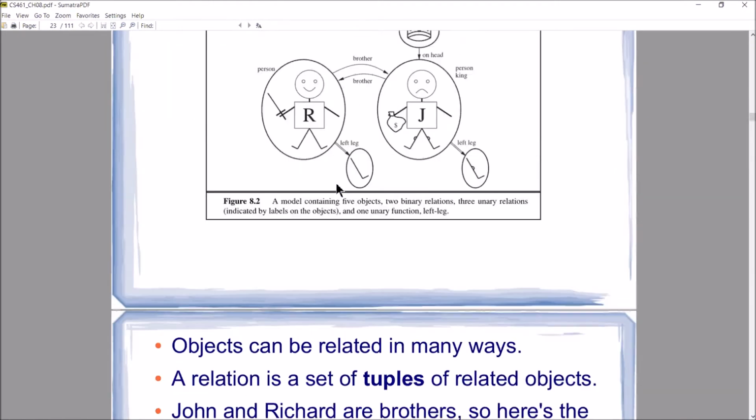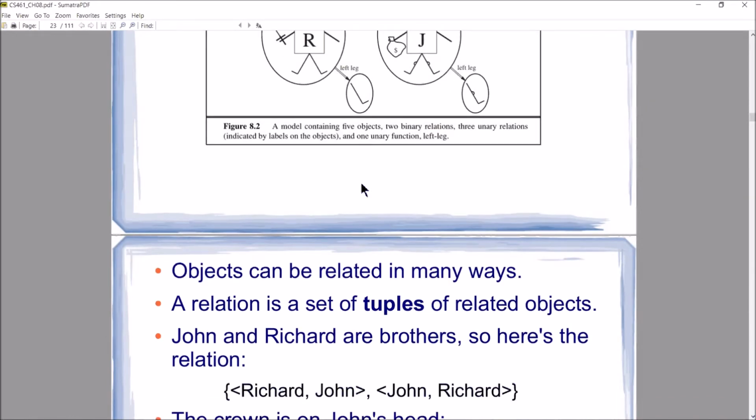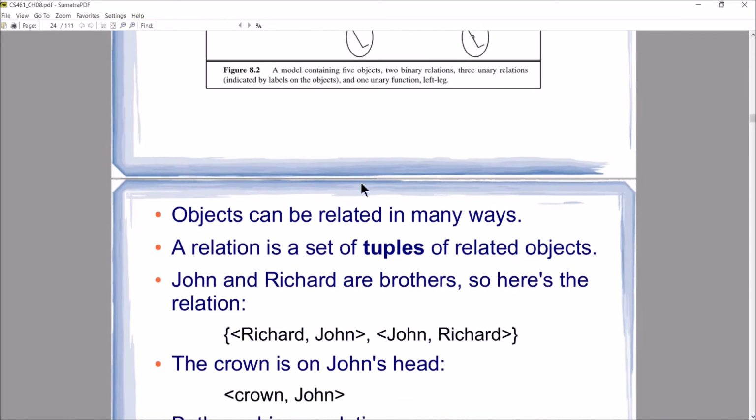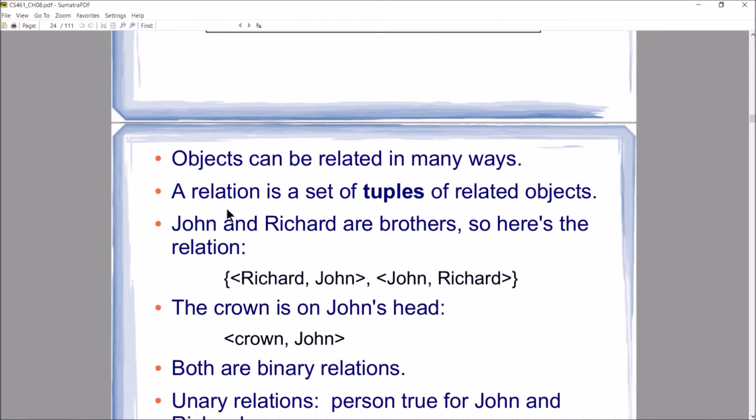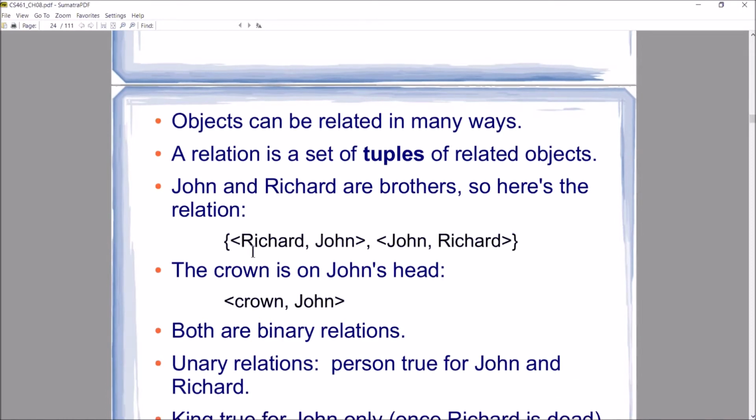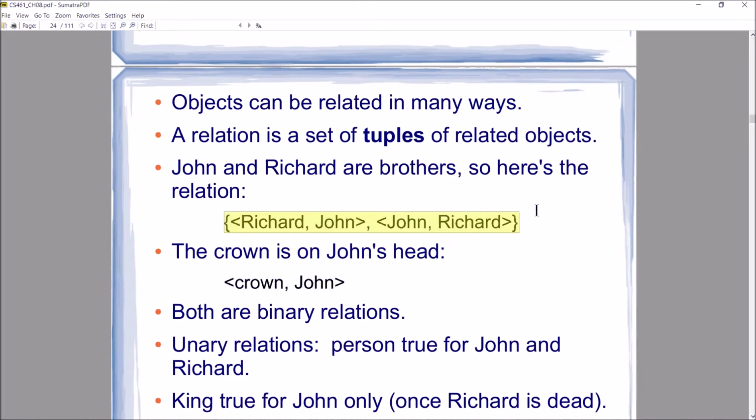All right, so that relation in the figure here, that Richard and John are brothers, that's one example of a relation. So objects can be related in different ways, and you can say that a relation is basically tuples. Right? You get a set of tuples, and those tuples are going to be representing related objects. So John and Richard, brothers. So here's our set, okay? And we can say that Richard, this tuple right here, we can say that Richard is the brother of John, and it goes both ways. We can say that John is the brother of Richard. Okay, so if you want to ask a question about Richard, well, who's his brother?